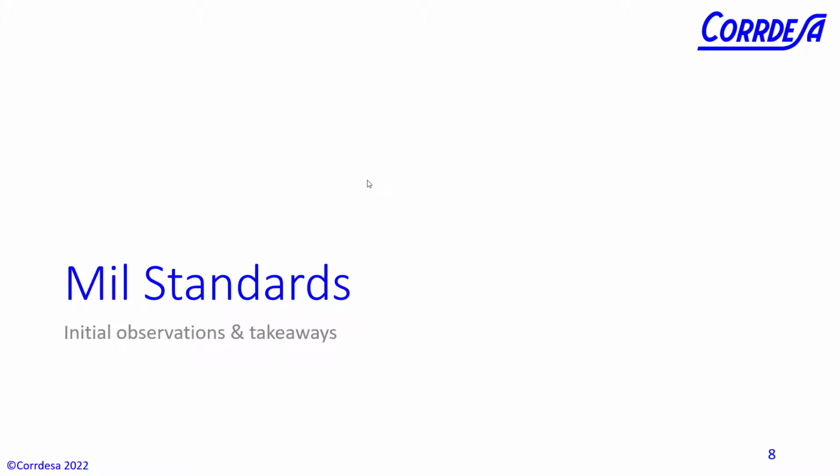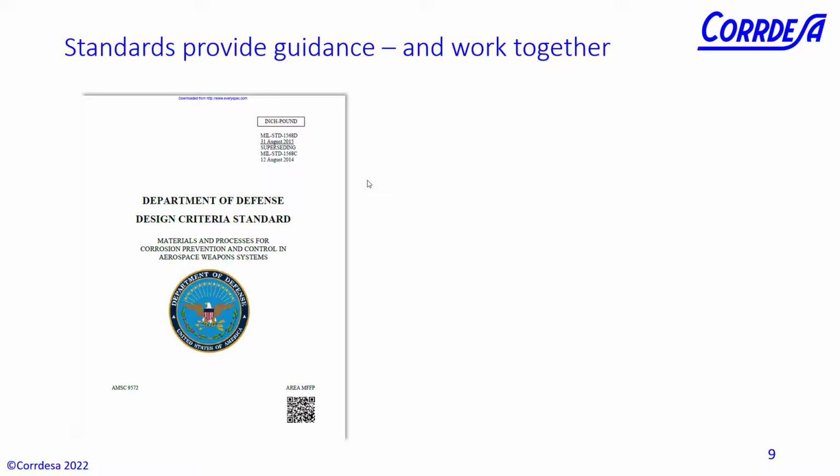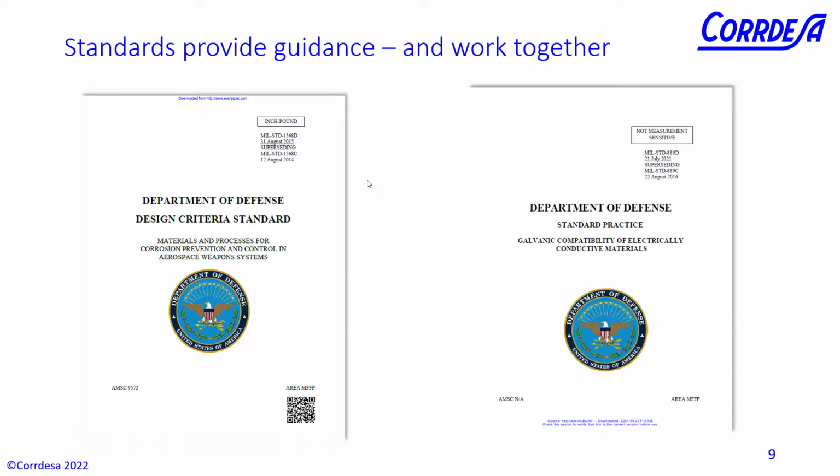Okay, let's take a step back. I mentioned earlier that I will be talking about the military standards. For corrosion prevention and control planning, it's necessary to comply with a number of standards, certainly in DoD acquisition. There's a couple that I will raise to your attention at the moment. We have MIL-STD-1568D, a design criteria standard for materials and processes for corrosion prevention and control in aerospace weapon systems.